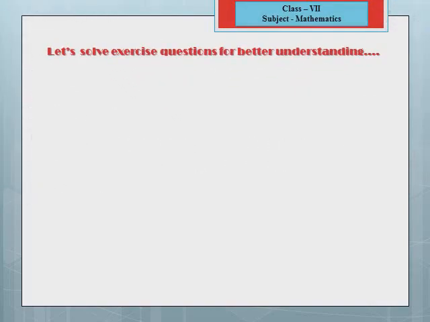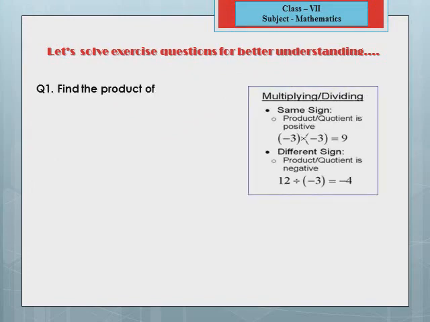Now, let us solve exercise questions for better understanding. Find the product of the following numbers. But before we multiply, let us see. If you multiply two numbers of the same sign, then the product is positive. If you multiply numbers of different sign, then the product is negative.